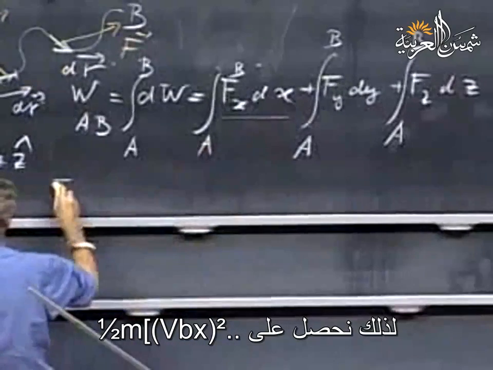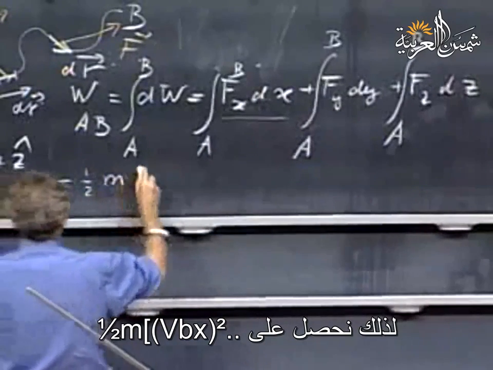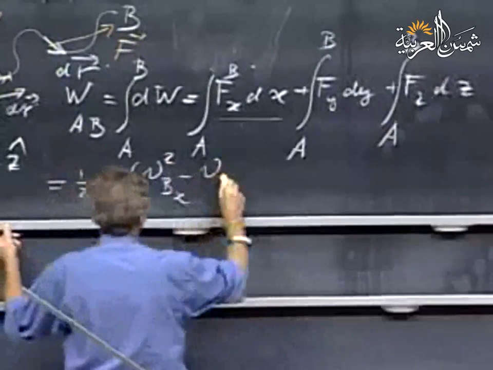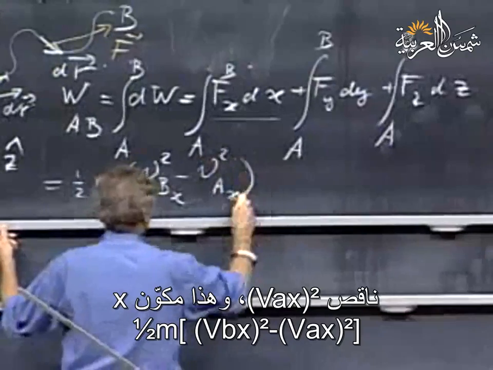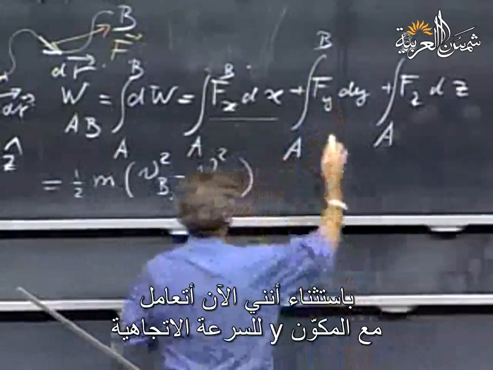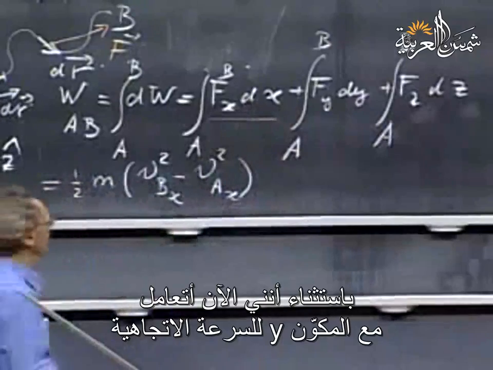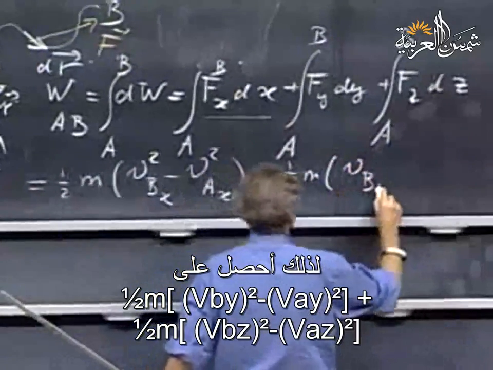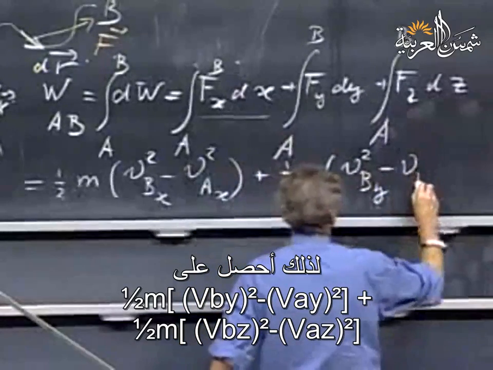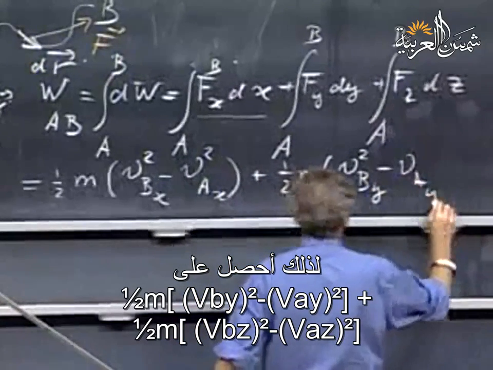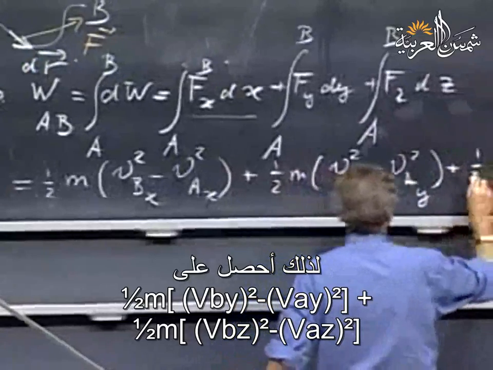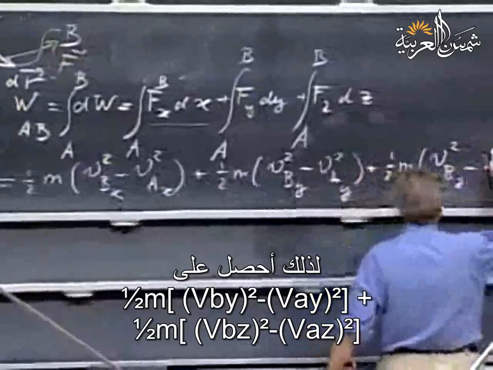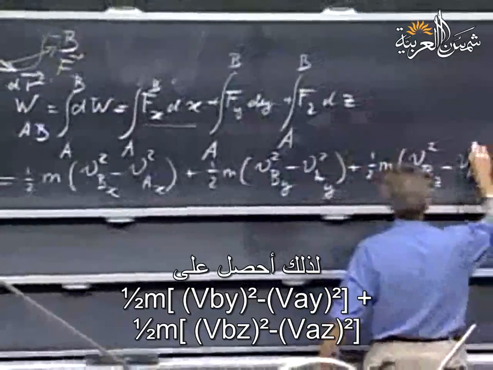So we have that this is 1/2 m vb squared, and this is the x component, minus va squared, and that is the x component. This is also a one-dimensional problem now, except that now I deal with the y component of the velocity. So I get 1/2 m times vb y squared minus va y squared plus 1/2 m vb z squared minus va z squared.